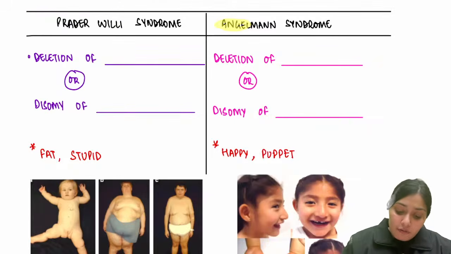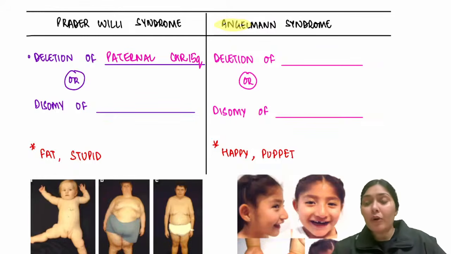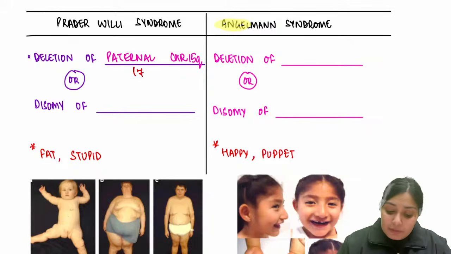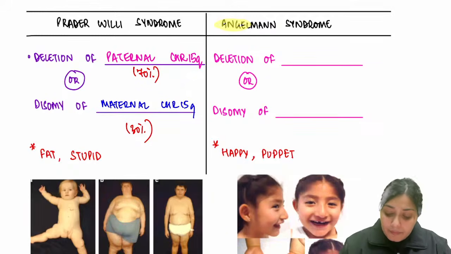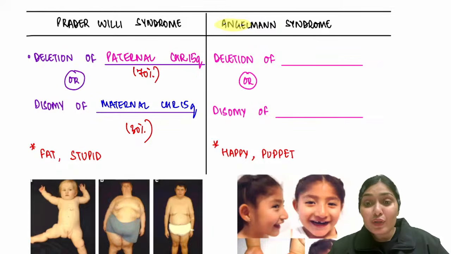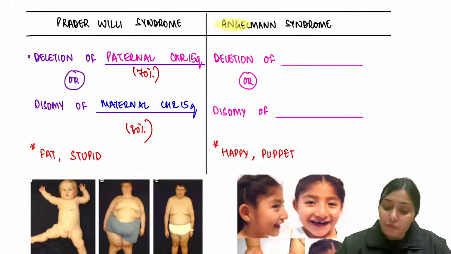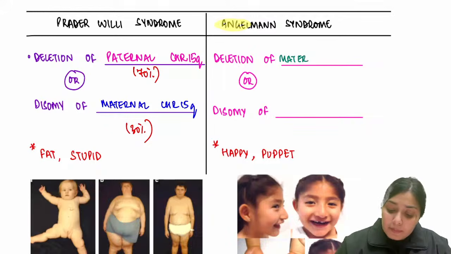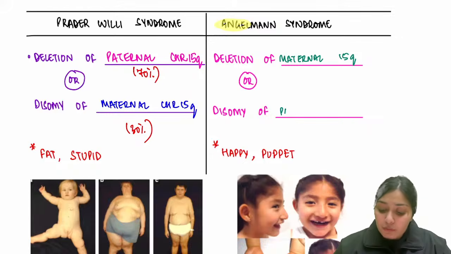So there is deletion of paternal chromosome 15q, the long arm of chromosome 15q. This happens in 70% of the cases. In the rest 30%, what will happen? The opposite: disomy of maternal 15q. Similarly, for Angelman, mothers are angels, so there is deletion of maternal 15q, and the opposite, disomy of paternal 15q.